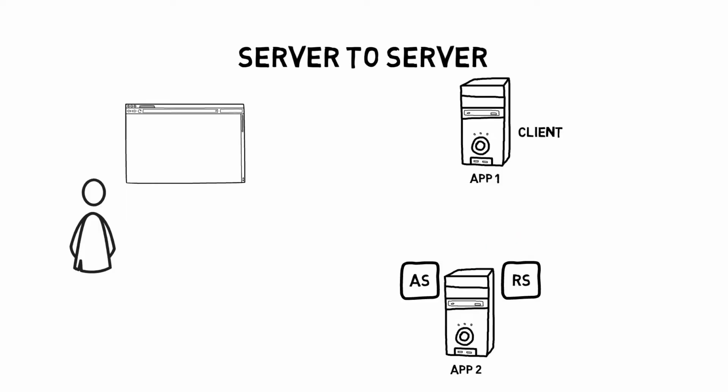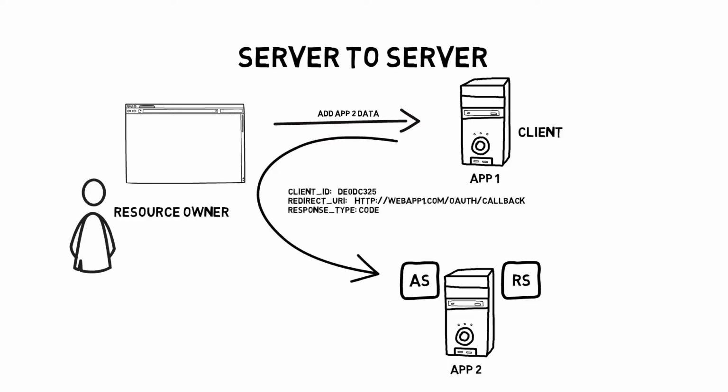With this initial setup being done, the resource owner or user can start the flow of adding integration between the two applications. The flow starts with the user's web browser getting redirected with a message containing the client ID of application 1, its redirect URI and response type. In other words, what is it application 1 wants? In this case, it is an authorization code, so app 1 can get an access token.